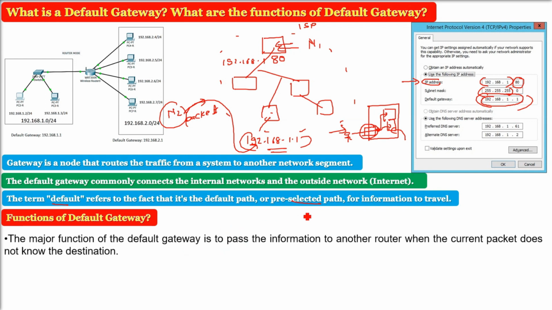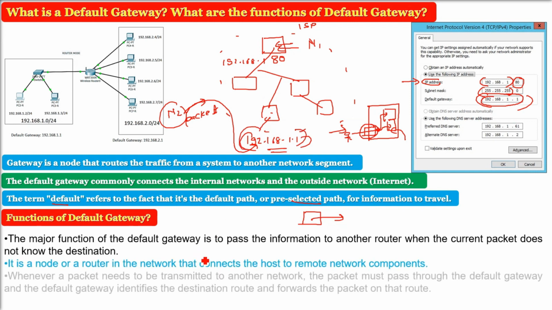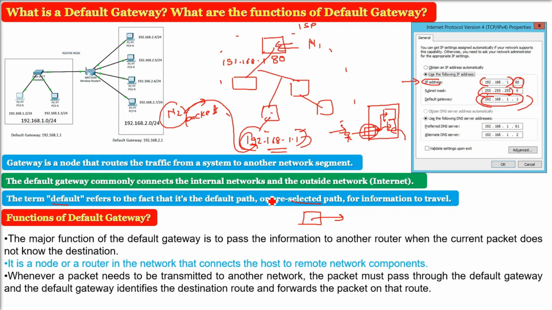So there are different functions. The major function of the default gateway is to pass the information to another router when the current packet does not know the destination. If you're not aware of where to go, the default gateway solves this problem. So it is a node or a router in the network that connects the host to remote network components. Okay. So you can call it an entry point for the packets in the network, which you have to know, the point you have to enter.